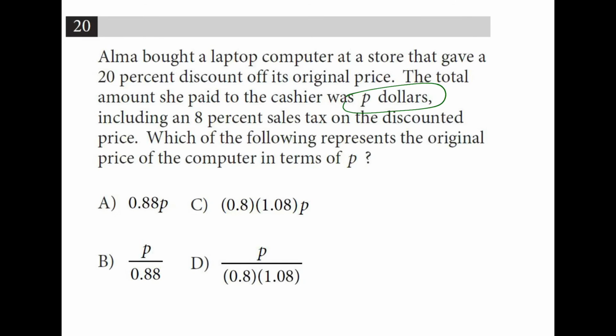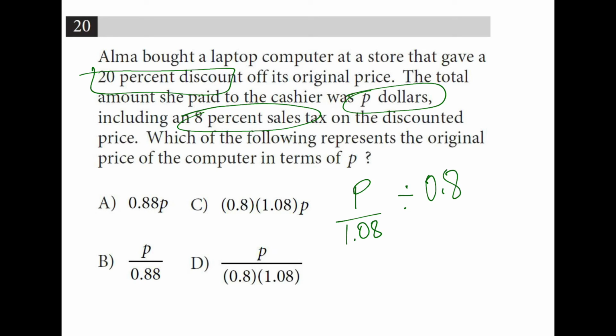So we paid P dollars, which included an 8% sales tax after a 20% discount. So to find out the price pre-tax, we take P and we divide that by 1.08, since we're working backwards. Whatever we get, we divide this by 0.8, because we're trying to find out the price before the 20% discount. So since we're dividing by both of these things, we can just put them underneath the same fraction and pick D.